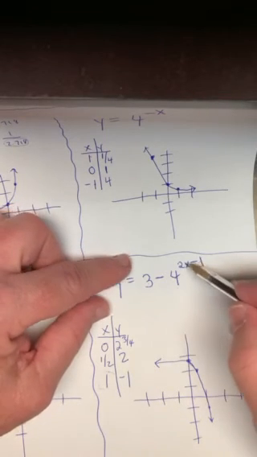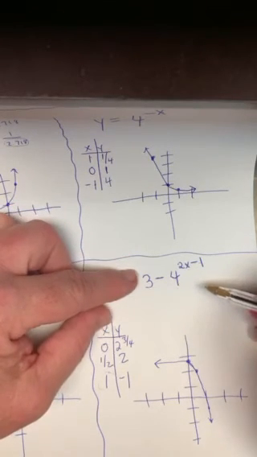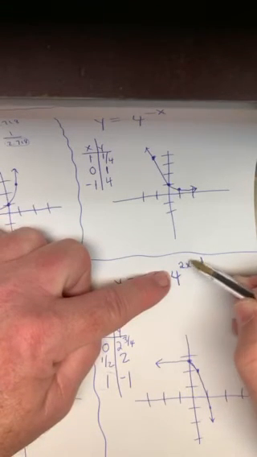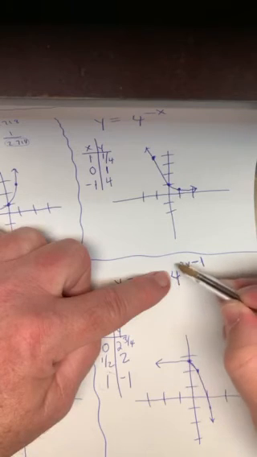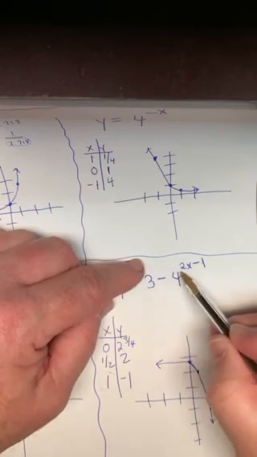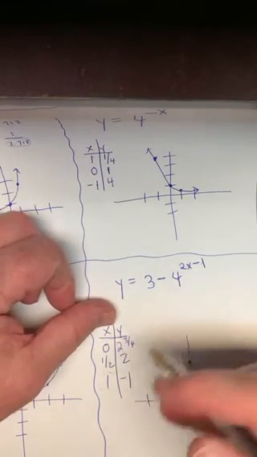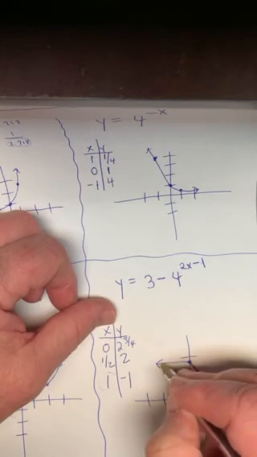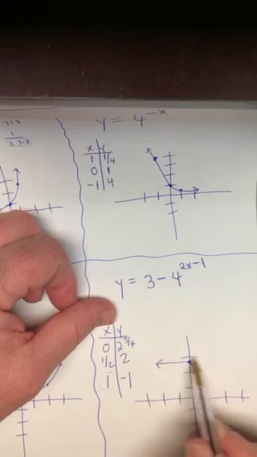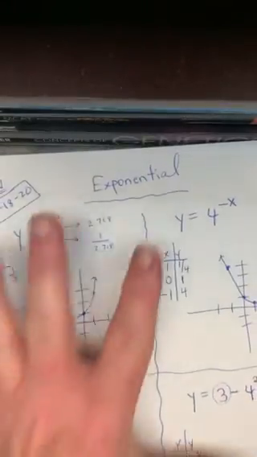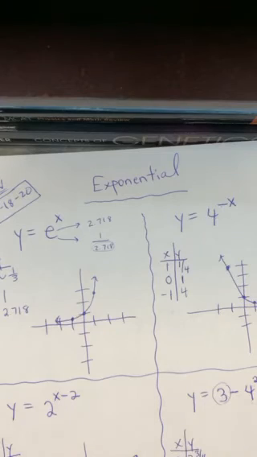Because even let's say I plugged -1 in for x. 2 times -1 would be -2, minus 1 would be -3. 4 to the -3rd would be what? 1/64th. And 3 minus 1/64th would be 2 63/64. So it looks like this is going to get really close to 3, but there's technically a horizontal asymptote at that extra number 3 that they tacked on. Okay? All right, interesting. Now you can quickly sketch exponential functions.